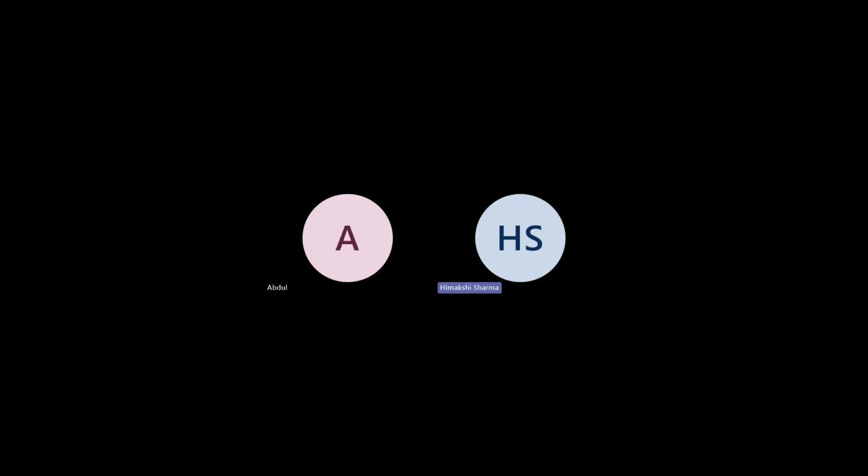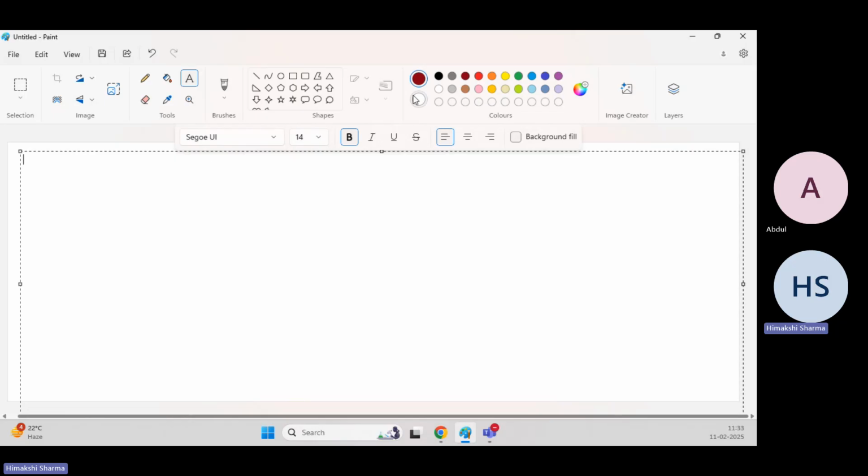Okay. So I have a problem statement today, and that problem statement is I want my application to be executed from two IP addresses, or to be accessed by two IP addresses. Okay. So the problem statement is: need to access application from two IP addresses.